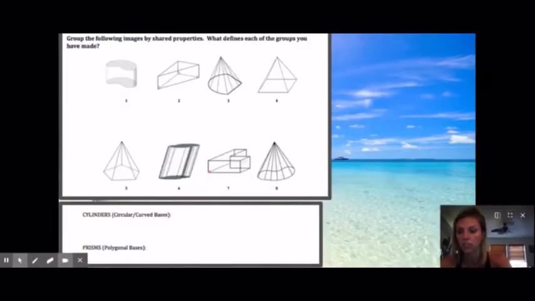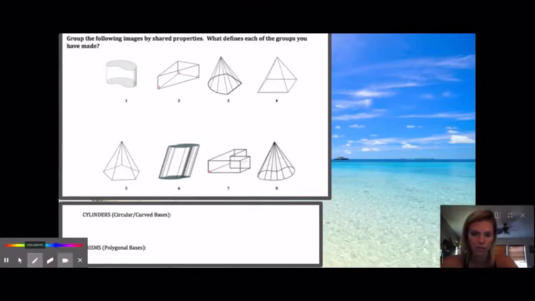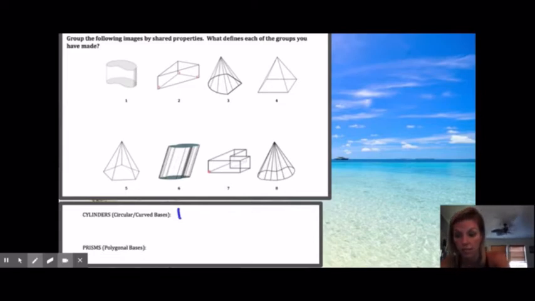Okay, so let's group the following of these. I'm not going to write the names of them. See how they're labeled 1 through 8. So we're going to say which ones are cylinders and prisms. So let's look at all the cylinders. A cylinder has to have curved bases, top and bottom congruent. So number 1 is a cylinder. Number 2 is not a cylinder. What is it? It's a prism. Number 3 is not a cylinder or a prism. That's a cone. Number 4 is not a cylinder or a prism. For both a cylinder and prism, the top and bottom have to be congruent and parallel. So number 4 is a pyramid.